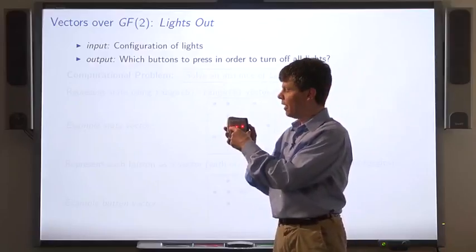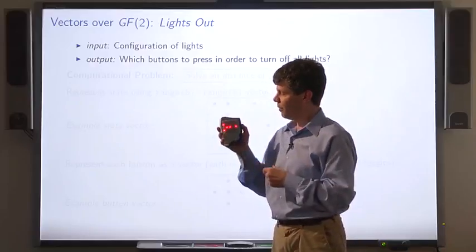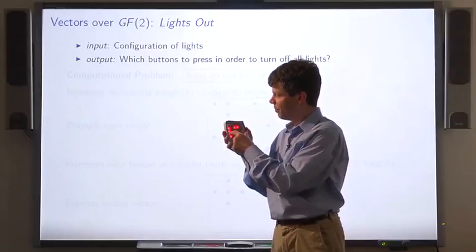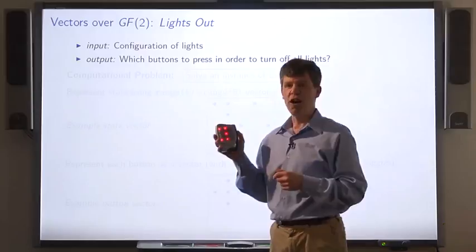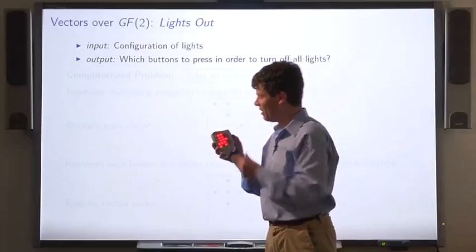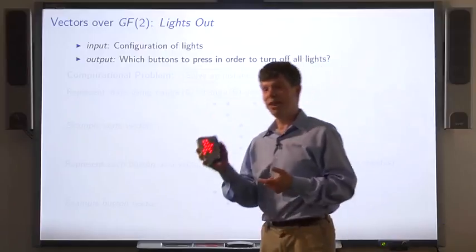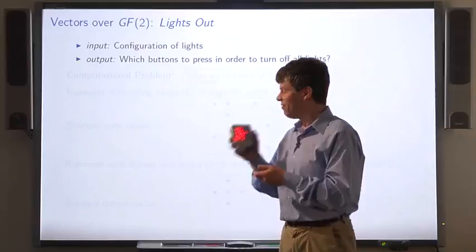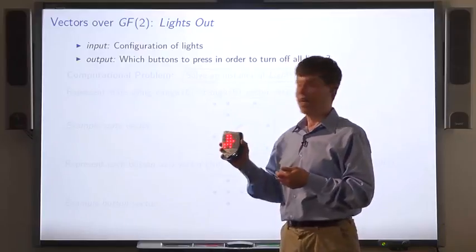So if I push this button... Well, the goal is to push enough buttons to turn off all the lights. All right, I'm obviously not very good at this, but I know linear algebra. So I'm going to look at how we can use linear algebra to figure out how to solve Lights Out.